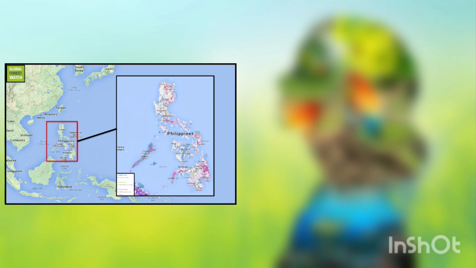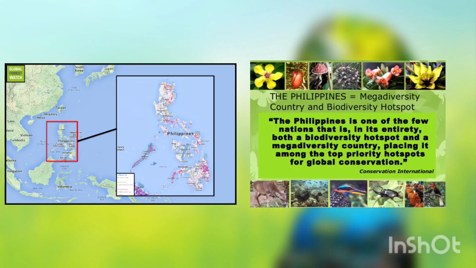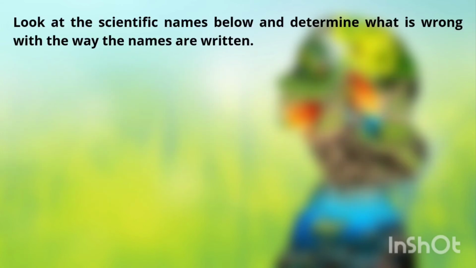The Philippines is one of the 17 mega biodiverse countries, containing 2/3 of the Earth's biodiversity and 70% of the world's plant and animal species due to its geographical isolation, diverse habitats, and high rates of endemism.